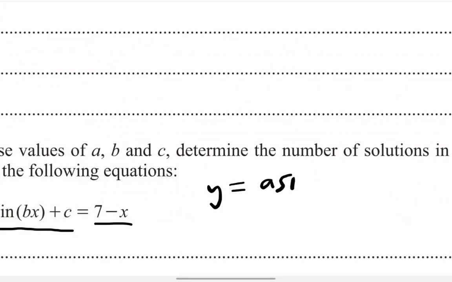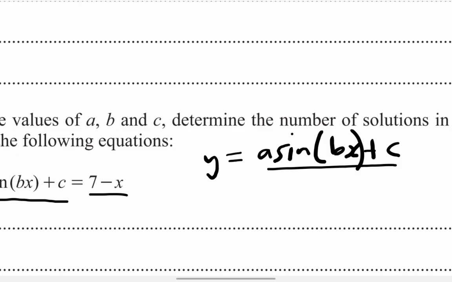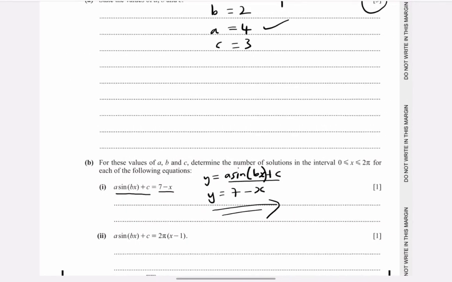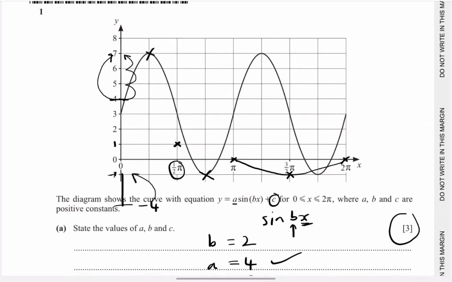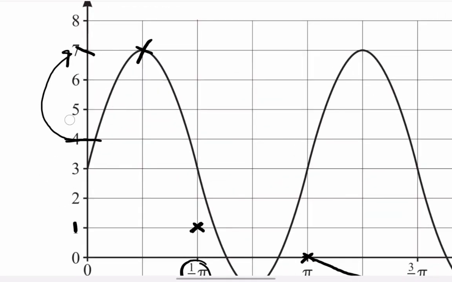y is equal to a sine bx plus c. And so if we have a graph being equal to this, it means y equals this is meeting y equals 7 minus x. And this is a straight line. If we write it in the form y equals mx plus c, it will be y is equal to minus x plus 7. And with this, we have our y-intercept at 7. So we can just plot it here, 0, 7.